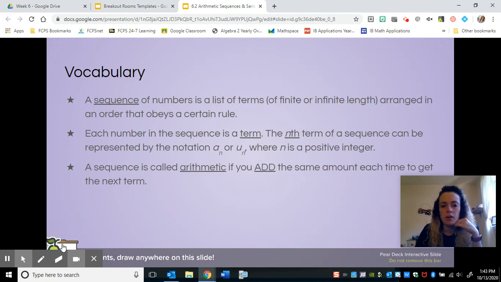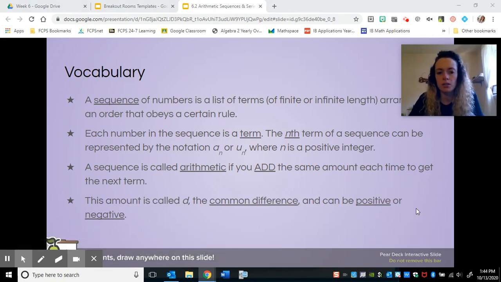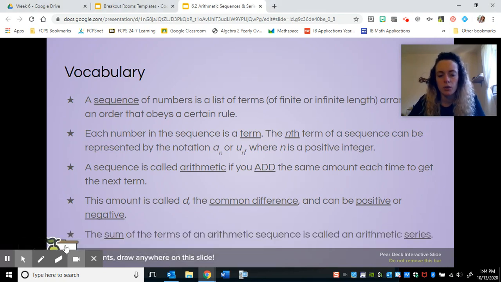A sequence is called arithmetic if you add the same amount each time to get to the next term. That amount that you add is called d, or the common difference, and it can be either positive or negative. You'll see both. And finally, the sum of terms of an arithmetic sequence is called an arithmetic series.